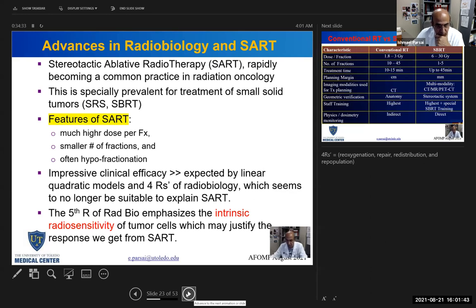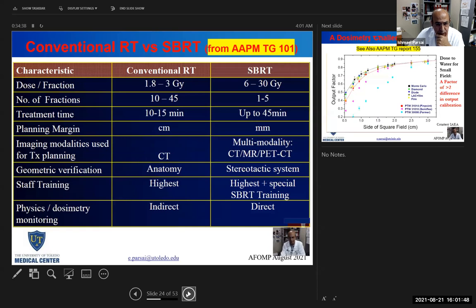This is a page of AAPM report TG101, which really talks about the conventional radiation therapy versus SBRT. And as you can see, it gives information on what the conventional RT does versus the SBRT.